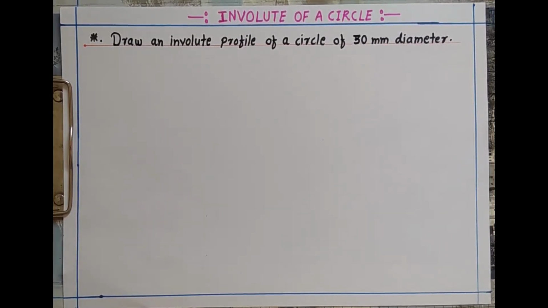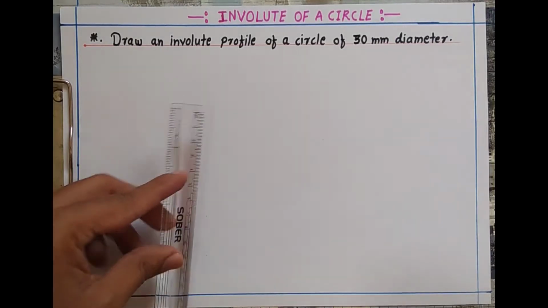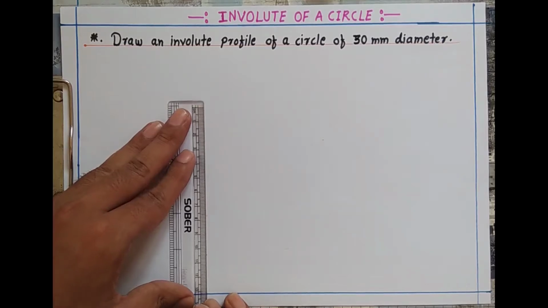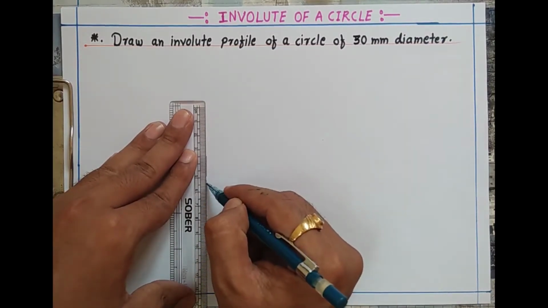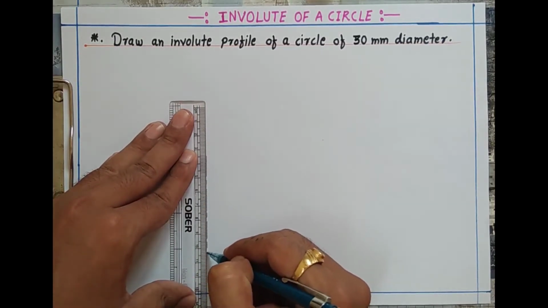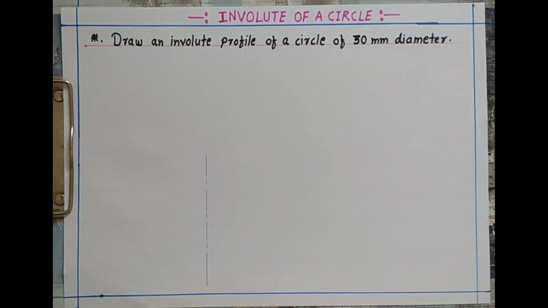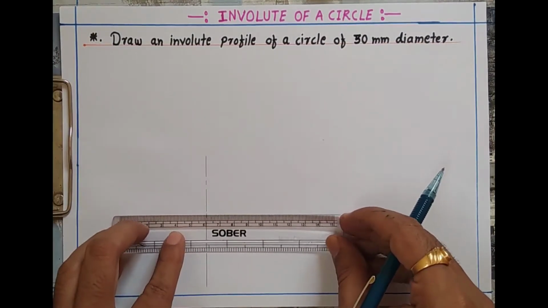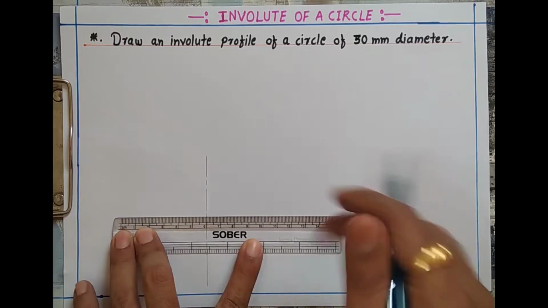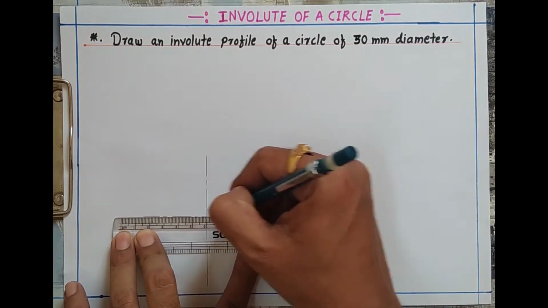Hello students, here we have to draw the involute of a circle, and for that the problem statement is: draw an involute profile of a circle of 30 mm diameter. So we initially draw one circle which has a diameter of 30 mm. For that we draw two axes, the vertical and horizontal intersecting axes that give us the center point of the circle.